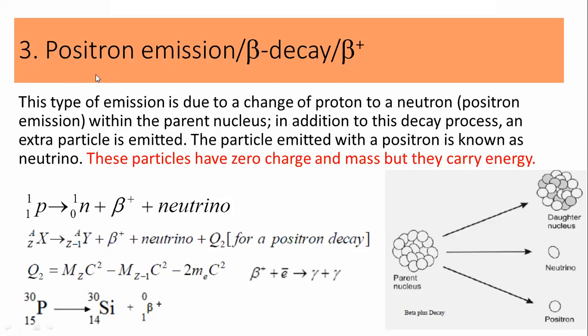But this is also very easy to remember. If the positron, that means the proton is converted into the neutron. So with the sound you can easily remember. Whenever it is the positron emission, in this case the proton is converted into the neutron, with the emission of the positron, beta positive, and there are some other particles having zero charge and mass, but they carry the energy. These are called the neutrino.